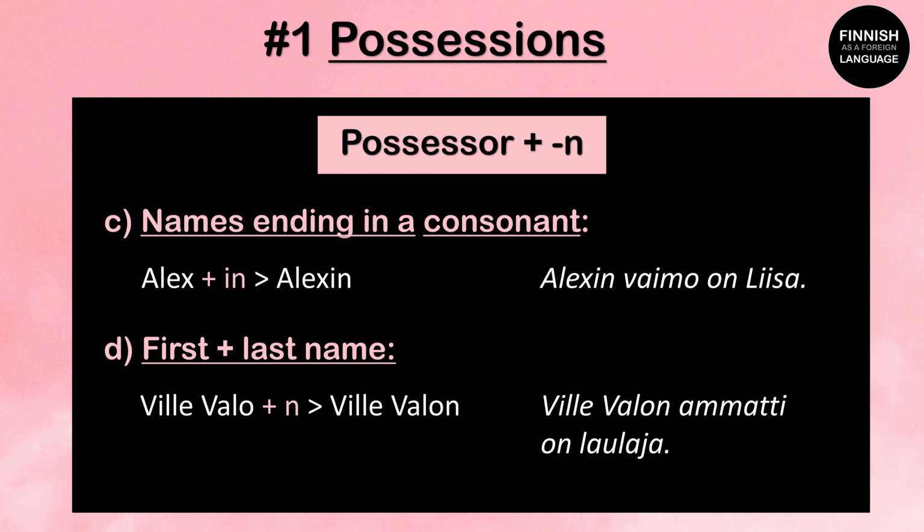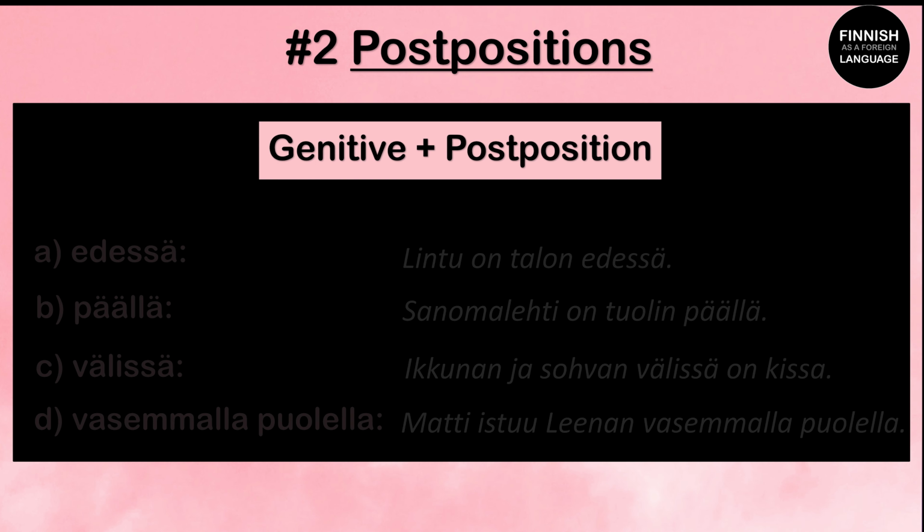So our result is Ville Valon. Here's one example. Ville Valon ammatti on laulaja means Ville Valo's profession is a singer. So ammatti means profession and laulaja is a singer. That's it, and we carry on with the second situation.